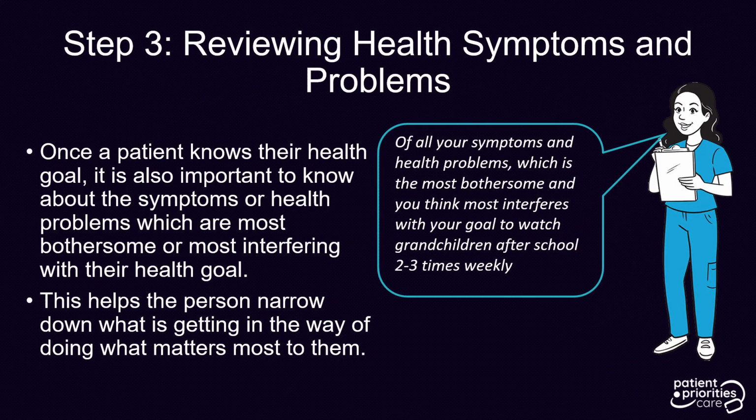After creating a specific and realistic goal that the patient can achieve, we then work with the patient to identify what health systems and conditions might be interfering with her ability to pursue her goal and live according to what matters most. For example, in the case of Mrs. B, you might say to her, "Mrs. B, of all of your symptoms and health problems, which are the most bothersome and you think most interfere with your goal to watch your grandchildren after school 2 to 3 times a week?"